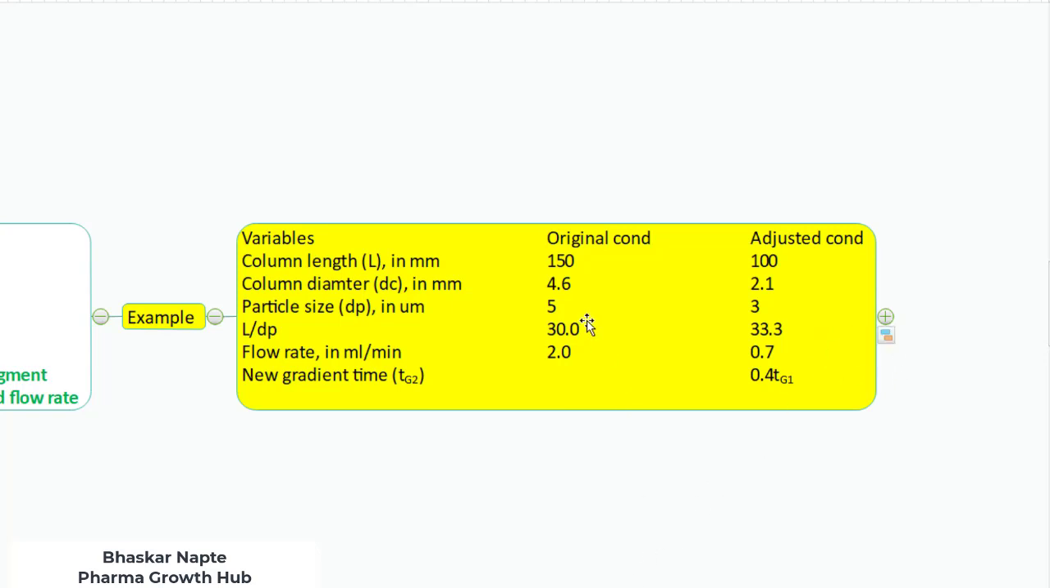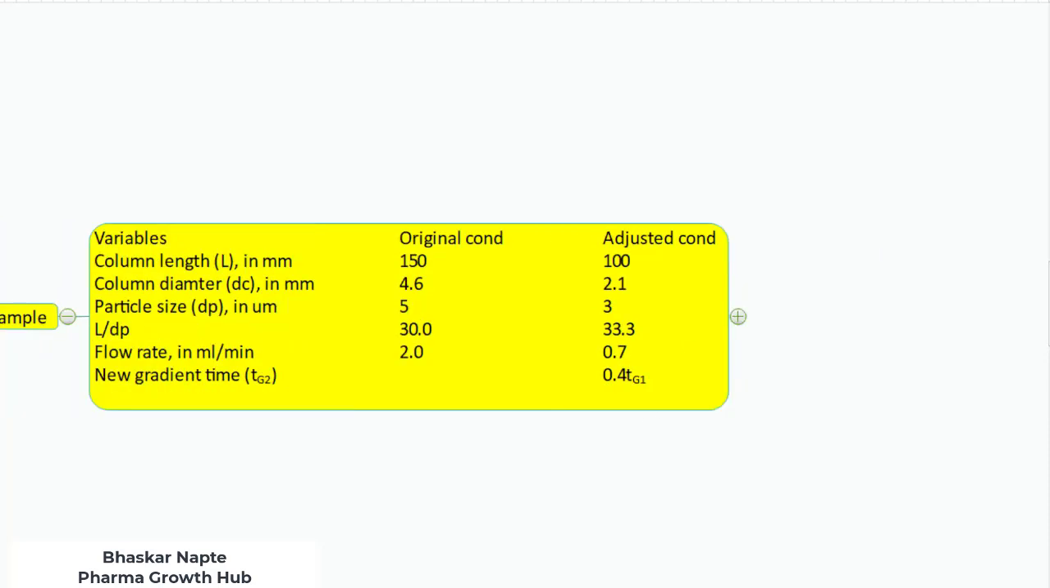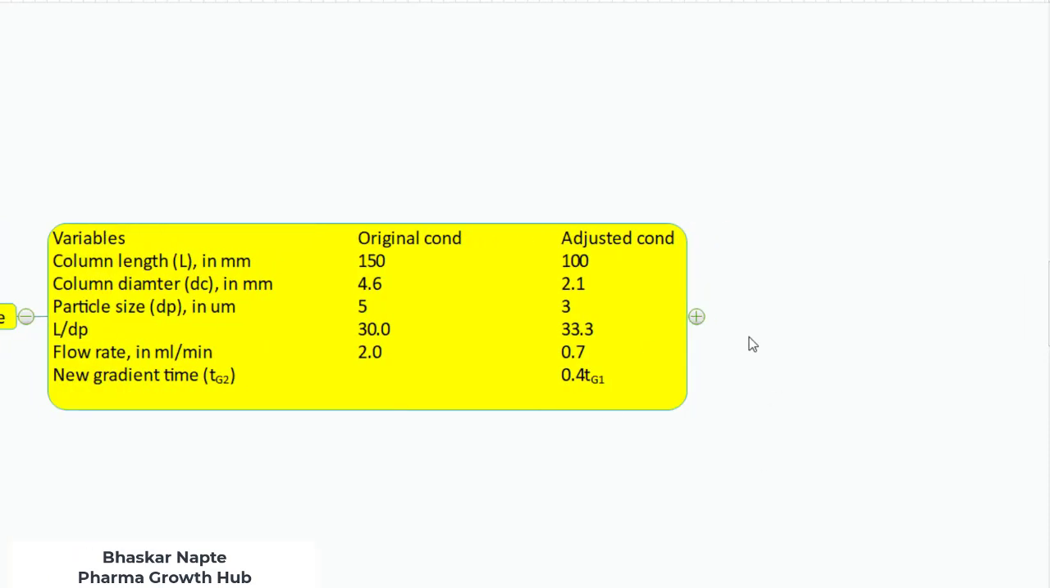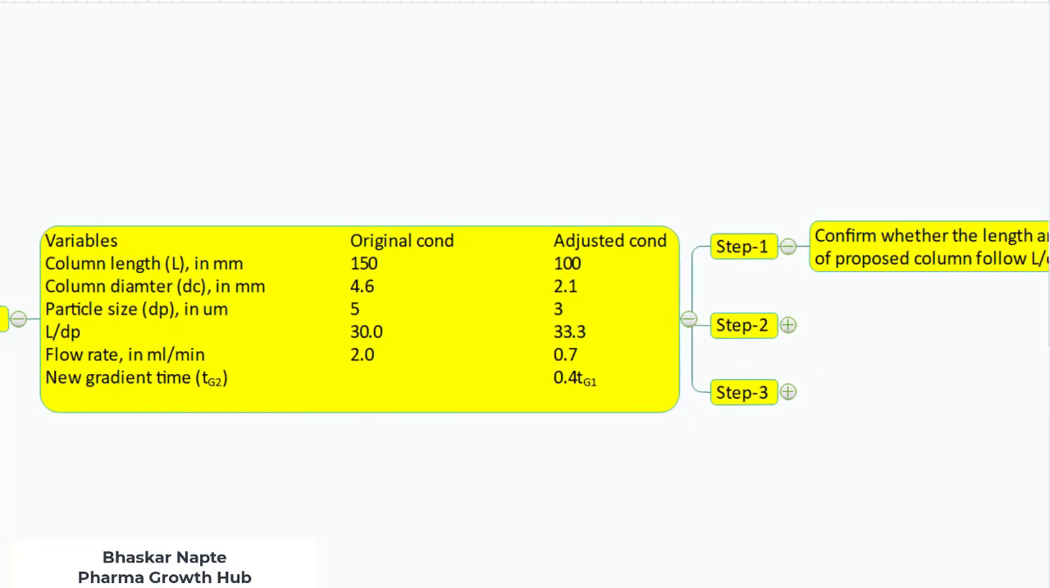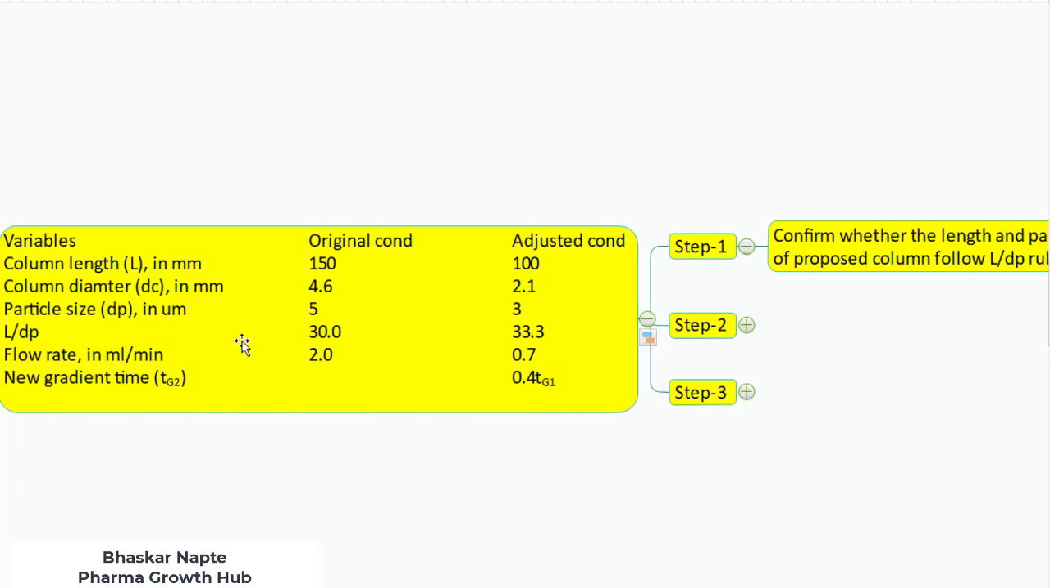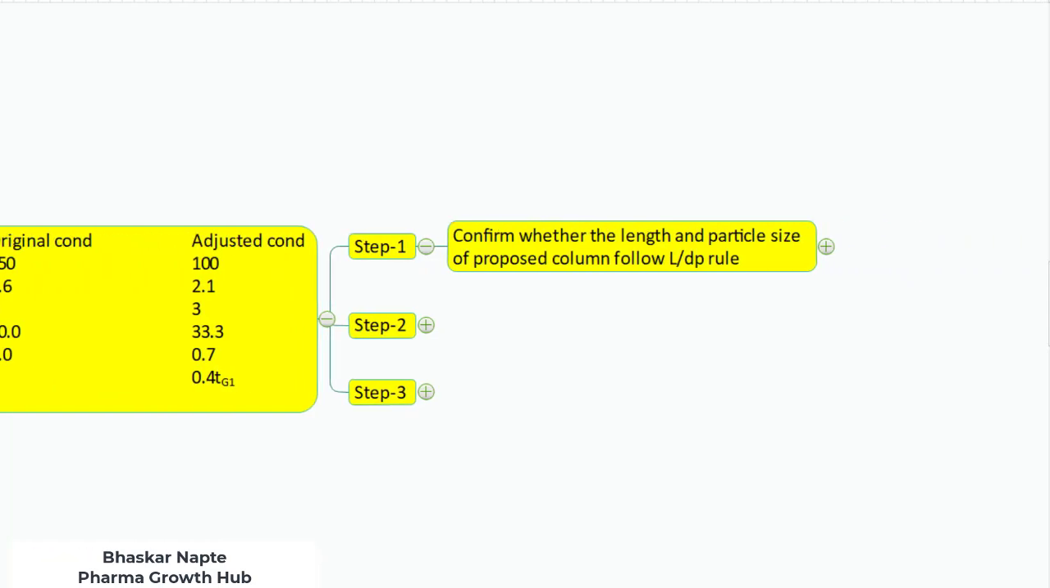So I will not explain the further figures, but let me make you understand the situation with the change in column length and diameter. Whether this change is accepted according to USP General Chapter 621. First, confirm whether the length and particle size of the proposed column follow the L by dp rule.